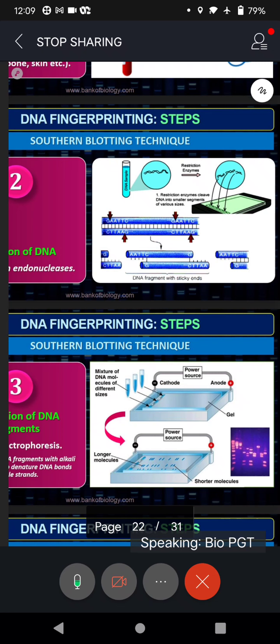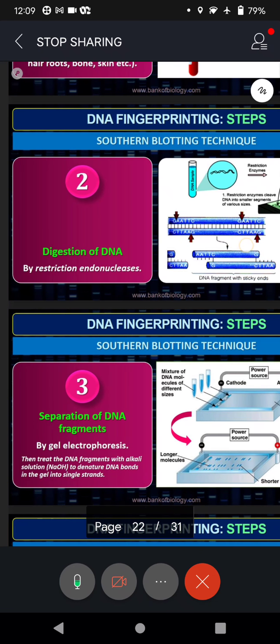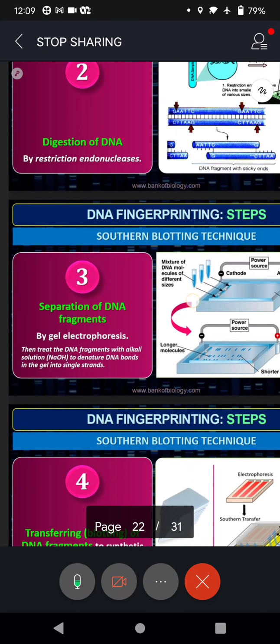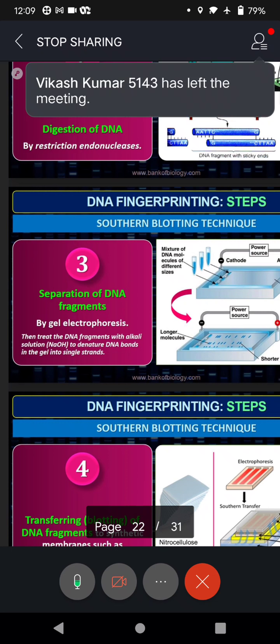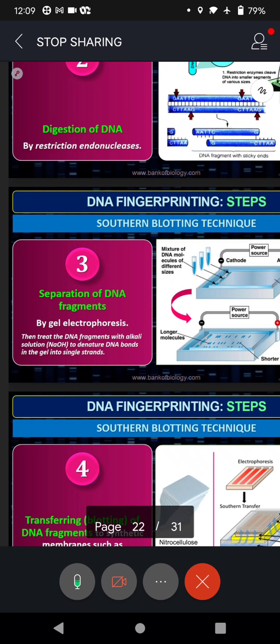So, we first isolate, Sandeep. Step number 1 is isolation of DNA. Step number 2 is cutting the DNA into small fragments. And for this, we require a molecular scissor, an enzyme called restriction endonuclease. Right? And third step, separation of DNA fragments. Whatever small fragments we got, we need to separate them so that we can study the base sequences.